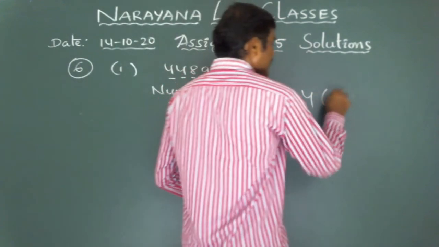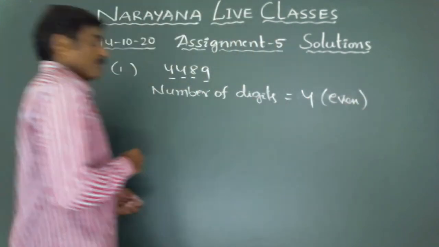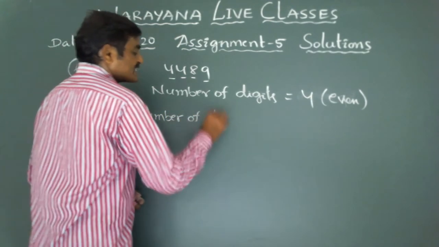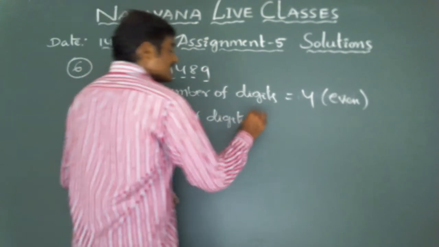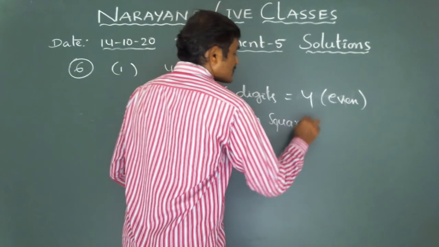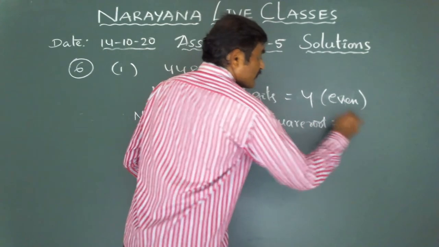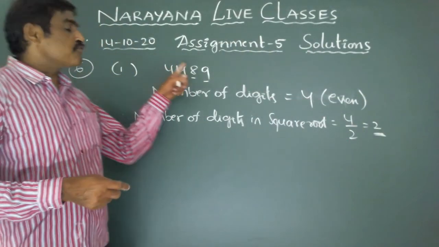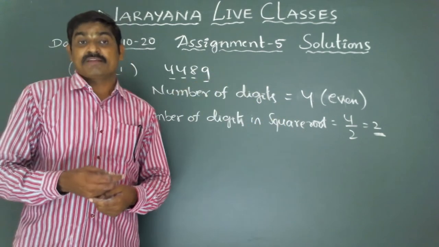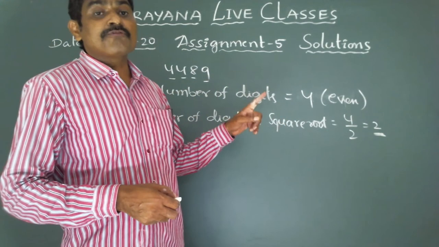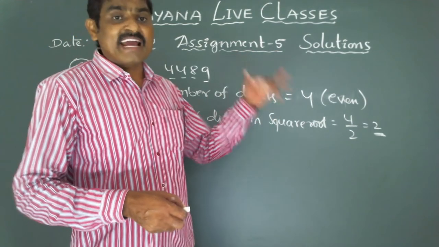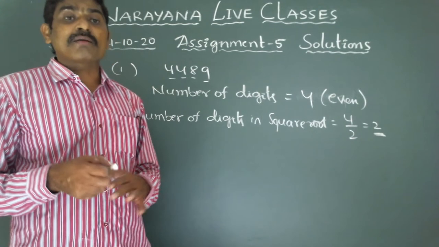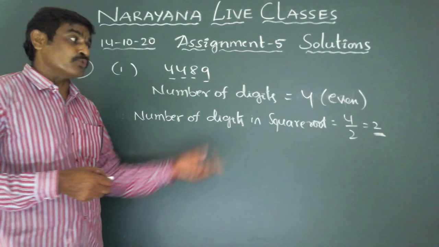So this is which number? An even number. Therefore, the number of digits in the square root is equal to 4 by 2, which is 2 digits only. So the square root of a 4 digit number will be a 2 digit number only. When it is even, the number of digits in the square root is equal to n by 2. When the number of digits n in the given number is even, then the number of digits in the square root is equal to n by 2.